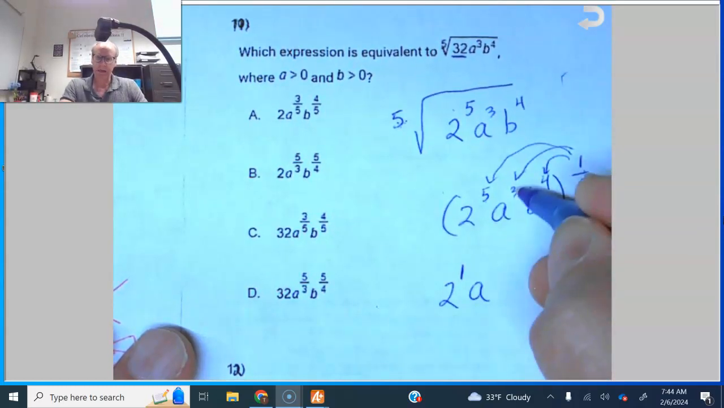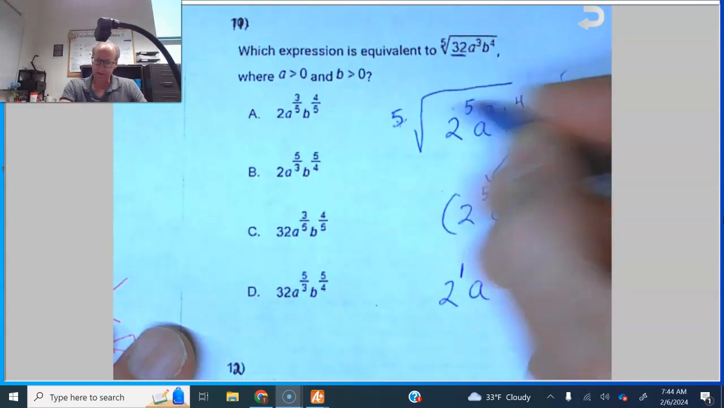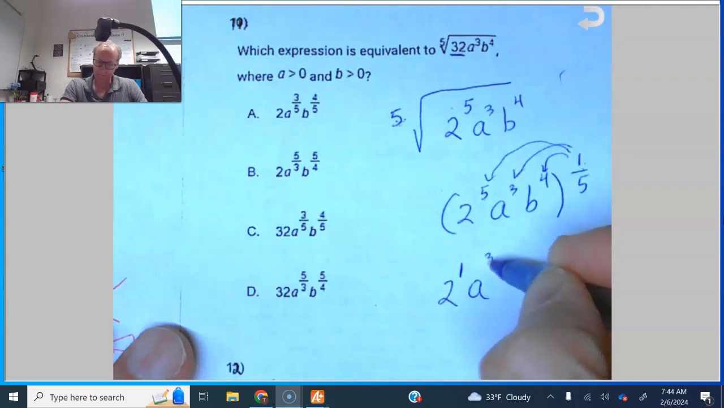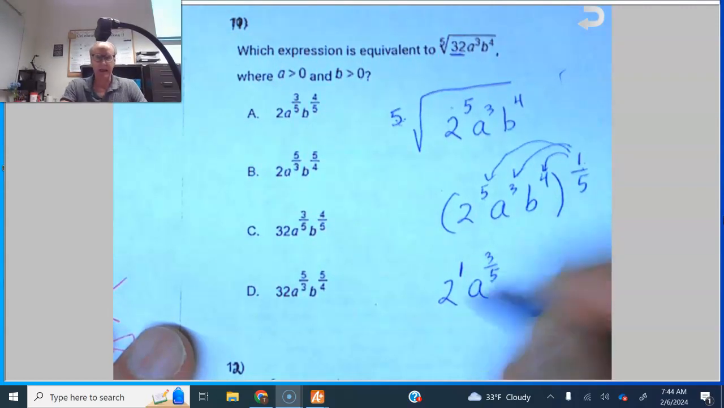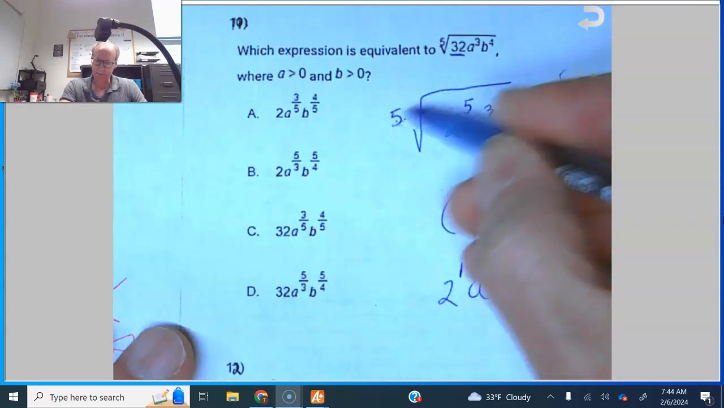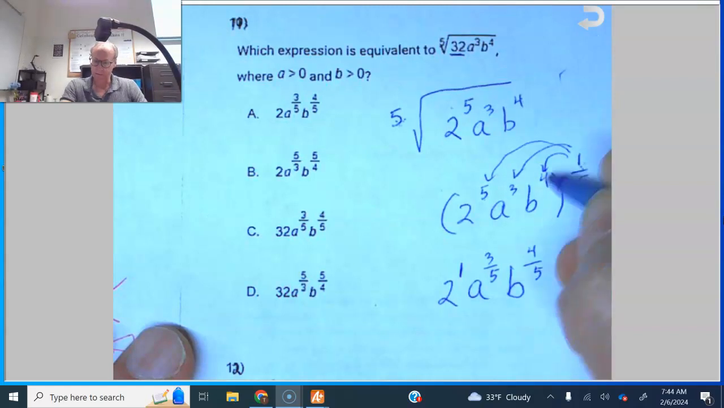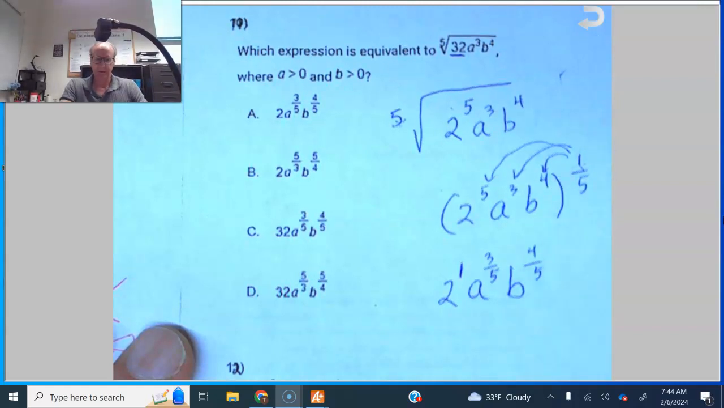A times 1, the exponent, 3 times 1/5 is 3/5. 3 divided by 5 is 3/5. This is the exponent on the A, and the B is, of course, 4 divided by 5, or 1/5 of 4, which is 4/5. And so this is our solution, and we can move on.